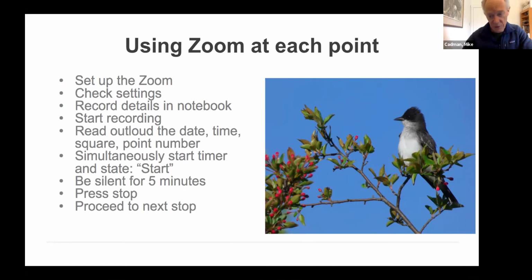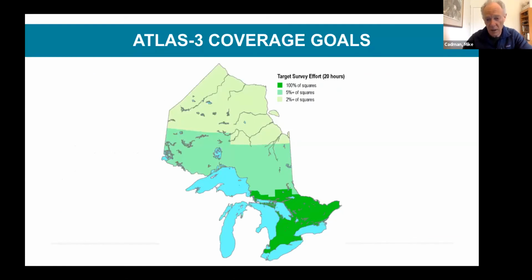Next stop. Now, I should say we have got manuals in the works that are now translated, but they should be on the website in the next couple of weeks to give you all the details on how this works. Our goals are to cover, basically, we want to get these done in every square in Southern Ontario, in the dark green area there, either traditional point counts or digital point counts, about 5% in the middle part of the province there where there's reasonable road access, and then 2% of squares in the far north.